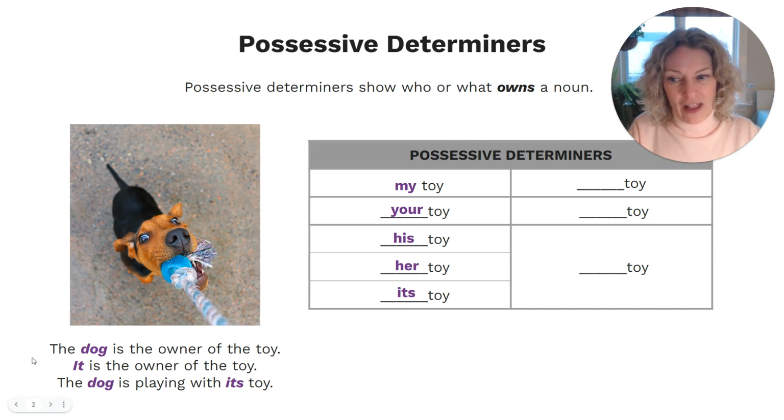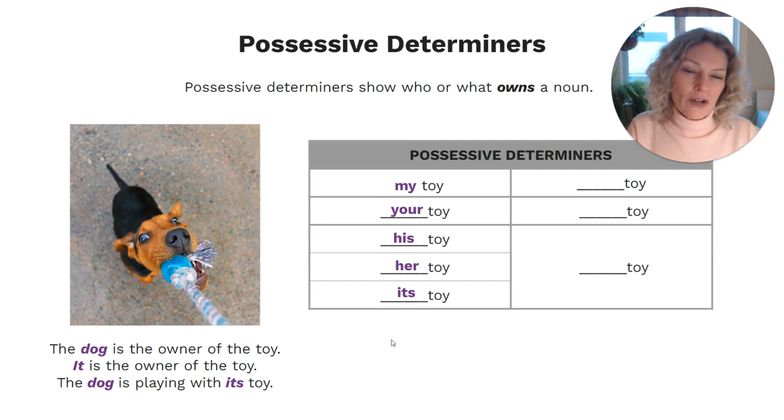So there on the left, you can see a picture of a dog playing with a toy. The dog is the owner of the toy. So if we were going to use a pronoun for the dog, we would use it. It is the owner of the toy. And an example of a sentence with a possessive determiner is, the dog is playing with its toy. The toy belongs to it. And when we're talking about it, we mean the dog.